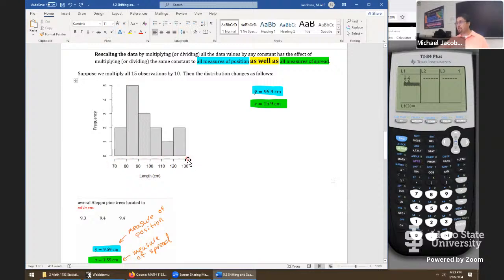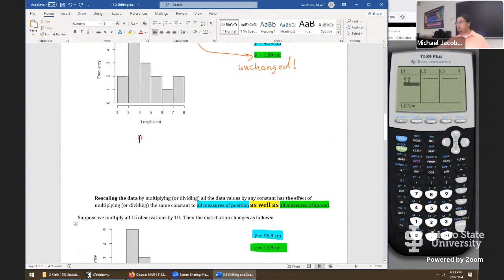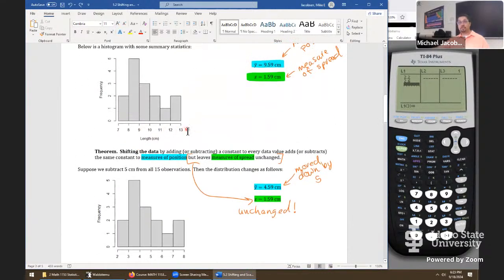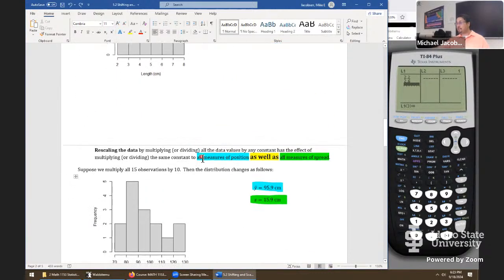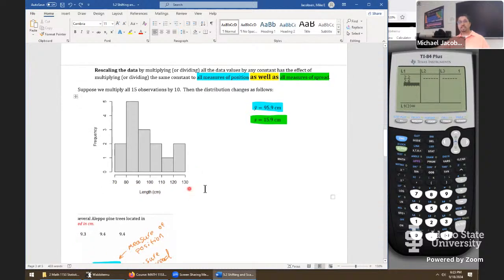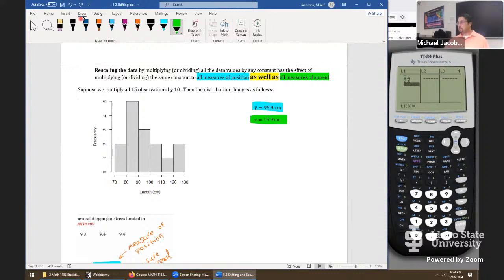It's going from 70 to 130 versus a spread of 7 to 13. This has a range of 5, but this has a range of 50. So standard deviation should be reflected there. And in fact, it does. It goes up by just times 10. Well, that's a pretty technical theorem, and this is just my attempt to show how it works with actual data.